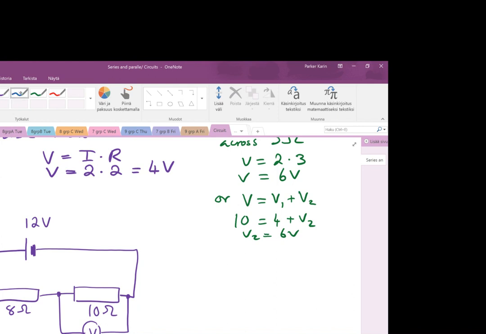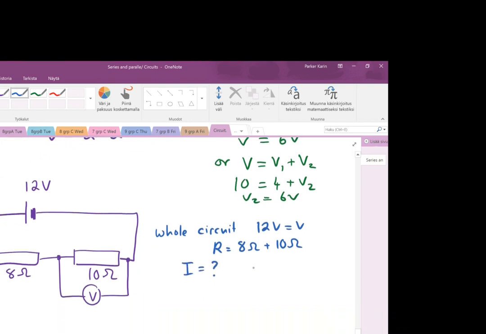Okay. Did you get it? For the whole circuit, V is 12 volts. R, 8 ohms plus 10 ohms. They're in series, add them together. I, we don't know. V equals I times R. So 12 equals I times 18. I is equal to 12 over 18, which is 2/3 of an amp.